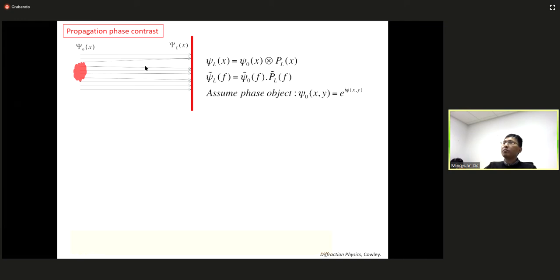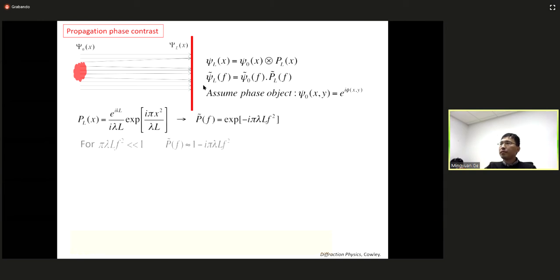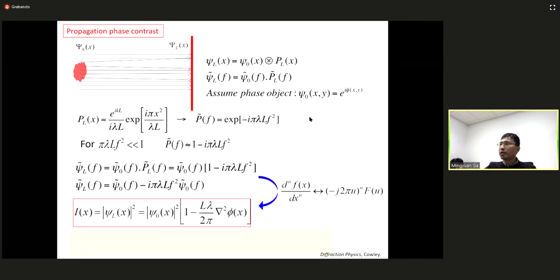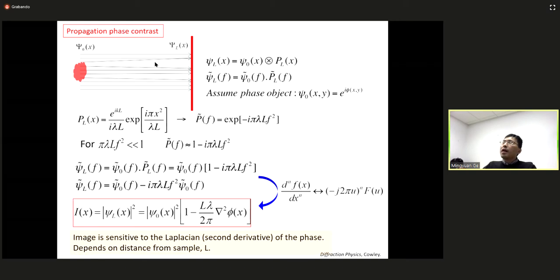Previously we learned that the signal at the detector is a convolution of your signal right after your object with a propagator, the Fresnel propagator. The tilde of the phi represents the Fourier transform. We do not go into the details of this one. But if you go through all the mathematical details, what we get is that the signal from the detector is sensitive to the second derivative of your phase. So it's different from the previous one. The previous one, the grating-based method, is sensitive to the first derivative of the phase, but this propagation method is sensitive to the second derivative of the phase.